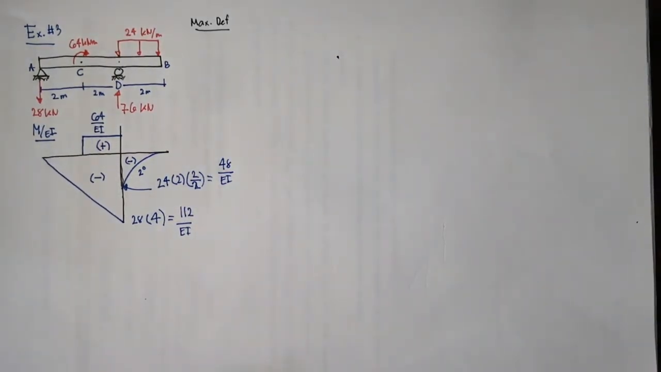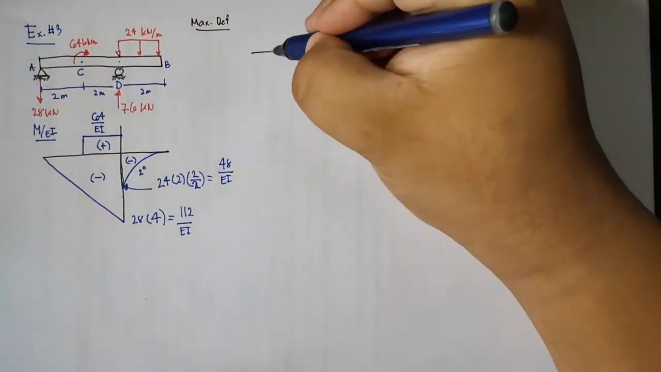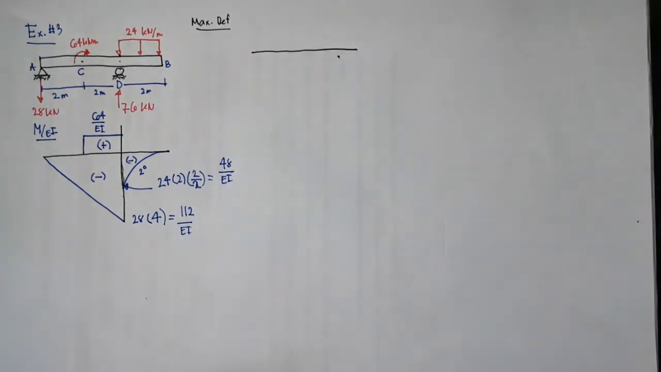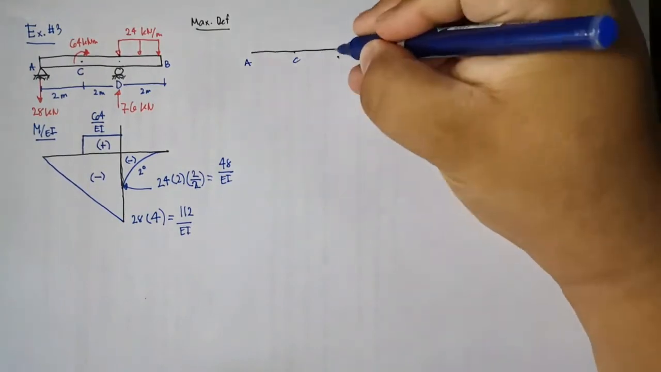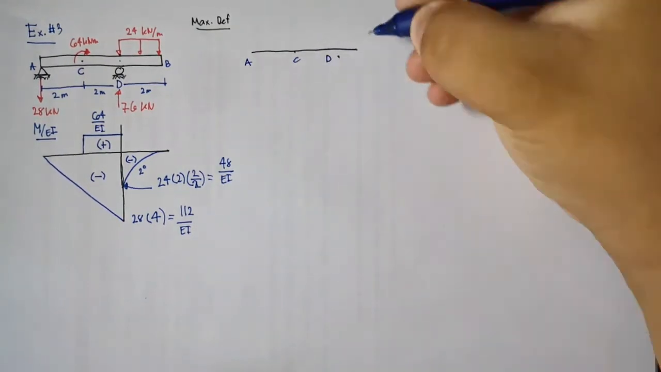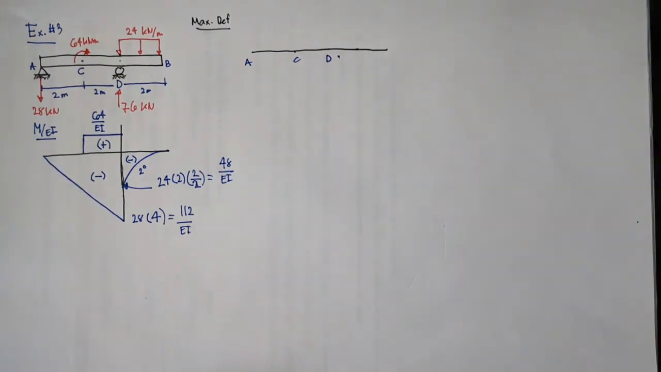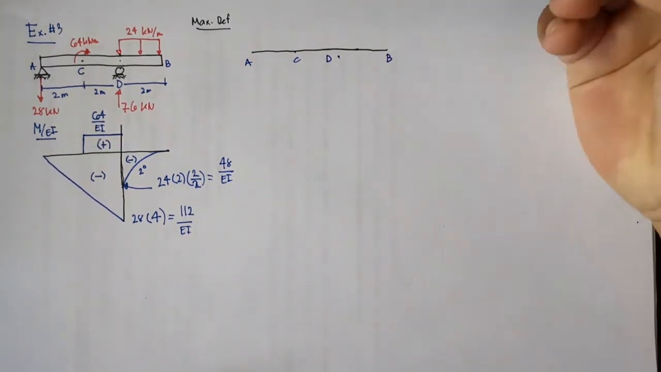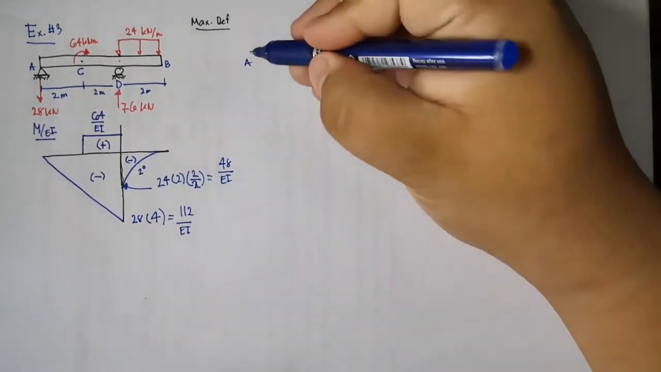The next step is to come up with the approximate deflection curve. Let's say that this is our beam. I made it a little longer, and let's lengthen it more to make it more exaggerated. This is A, this is point C, this is point D, and this would be B. Okay? So, how will it deflect?